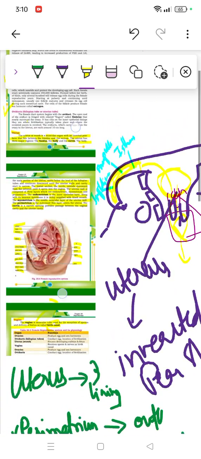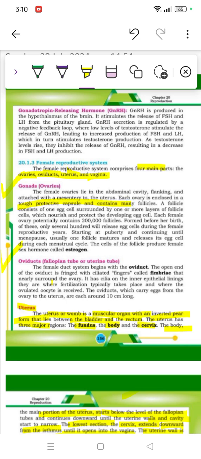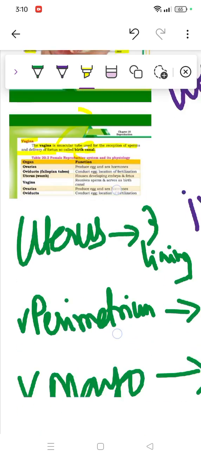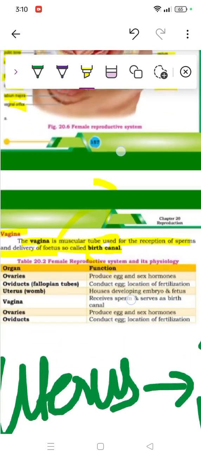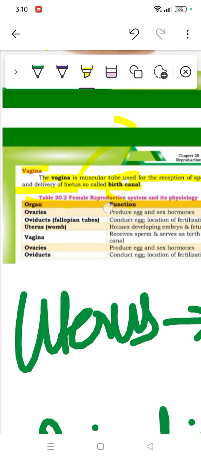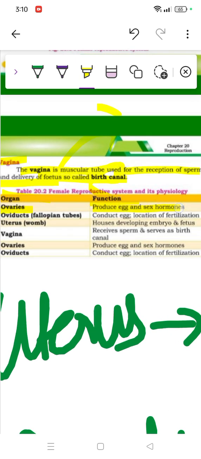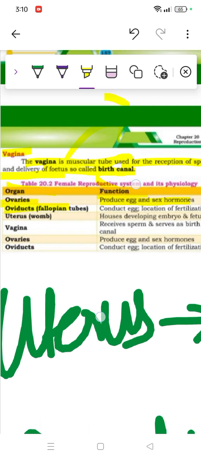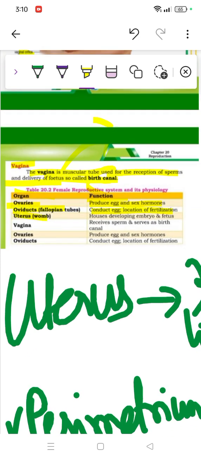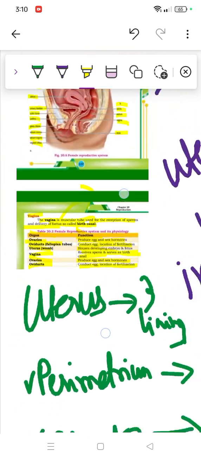So yes, here comes the female reproductive system: the ovaries lie in the abdominal cavity, and the oviduct is also important. This means we have covered all the main points. Here are the organs and their functions. Ovaries produce eggs and sex hormones. Second, the oviducts, which are fallopian tubes, conduct the egg and are the location of fertilization. The uterus, also called the womb, houses the development of the fetus. The vagina receives sperm and serves as a birth canal. I'm sure it's clear to you.